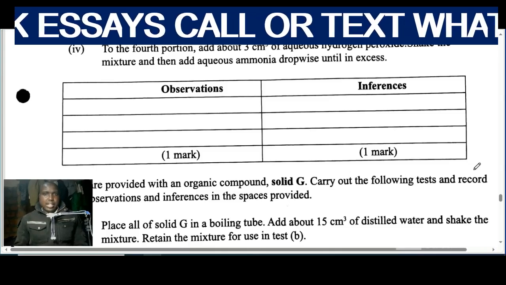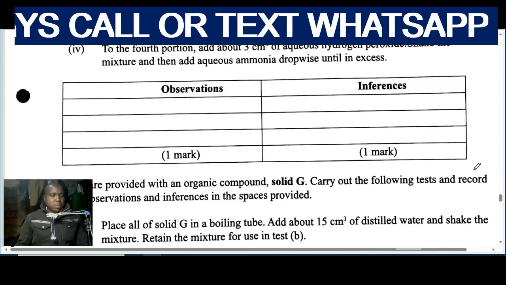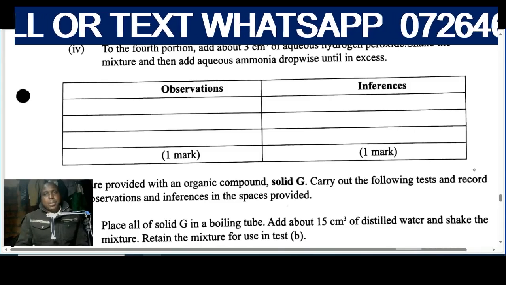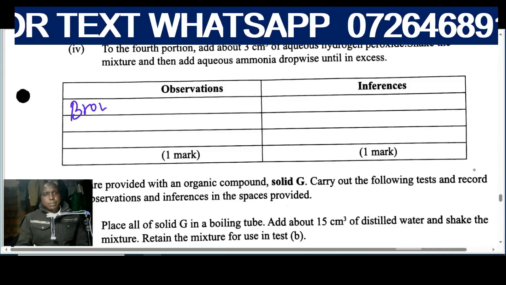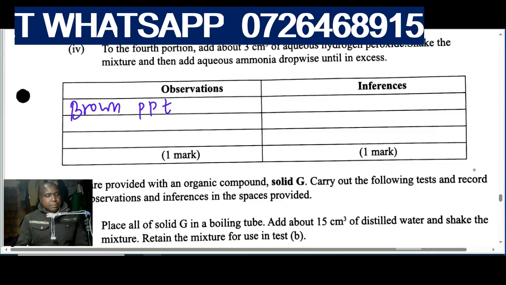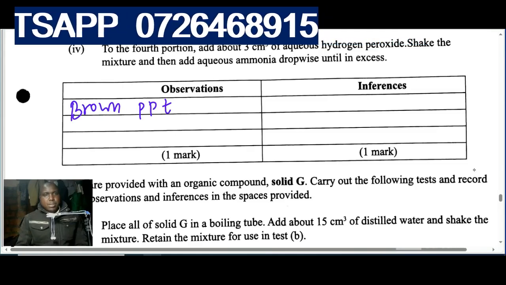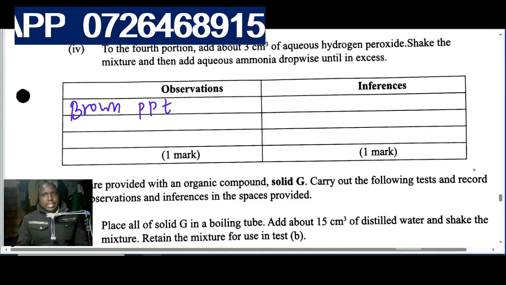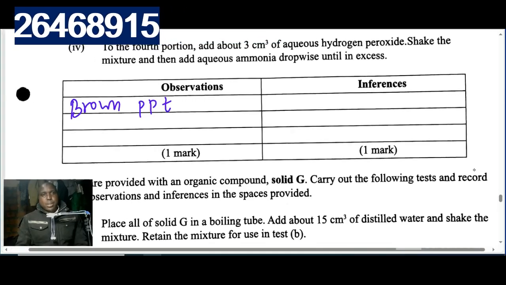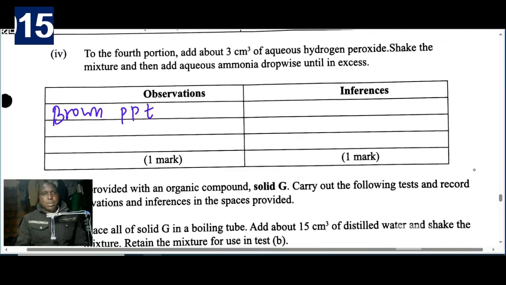So what happened there? To the fourth portion, add hydrogen peroxide, and what was the observation? A brown solution is formed, a brown precipitate insoluble in excess. So first add aqueous, so a brown precipitate. Remember we are adding to the first portion, add aqueous hydrogen peroxide. Shake the mixture and then, so there are two steps that we are going to do here.